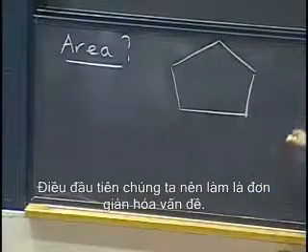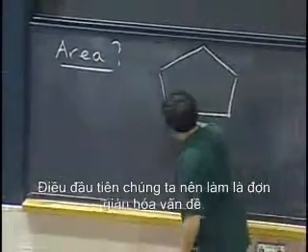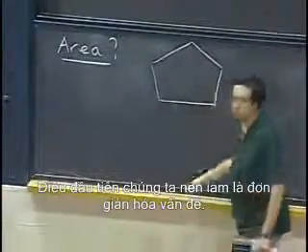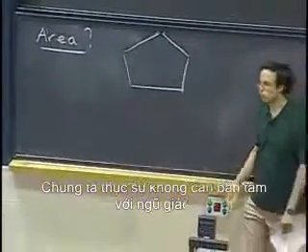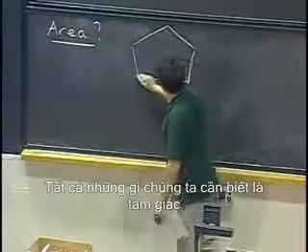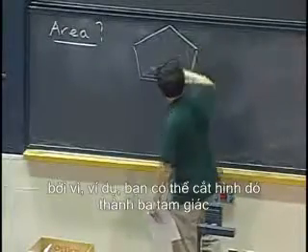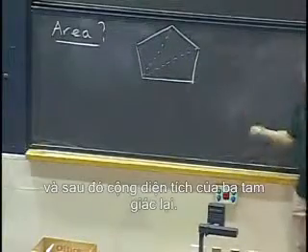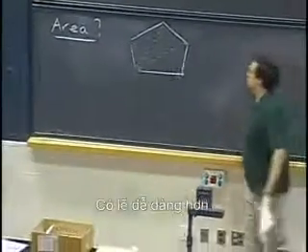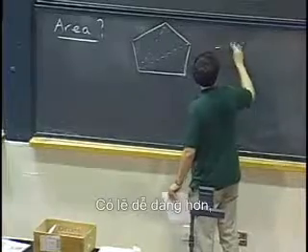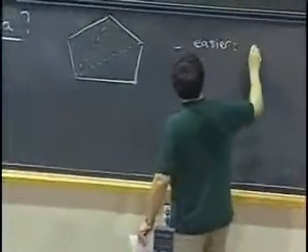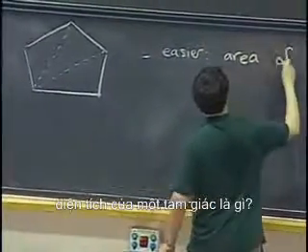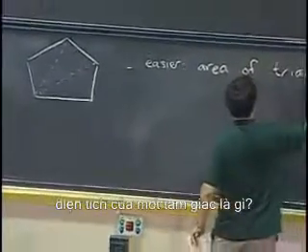So the first thing we should do is probably simplify the problem. We don't actually need to bother with pentagons. All we need to know are triangles. Because, for example, you can cut that into 3 triangles and then sum the areas of the triangles. Okay, so perhaps easier, what's the area of a triangle?